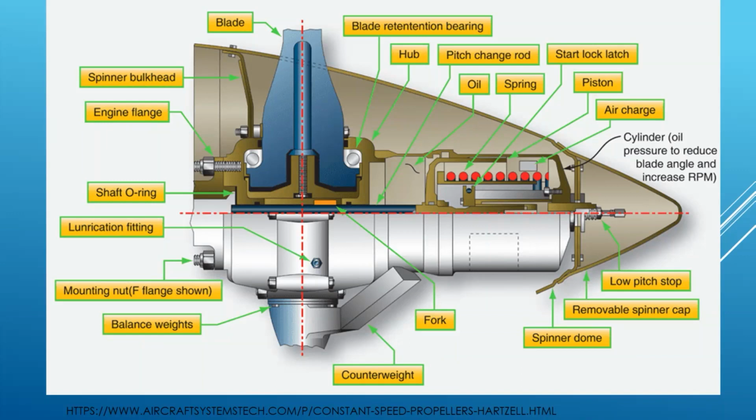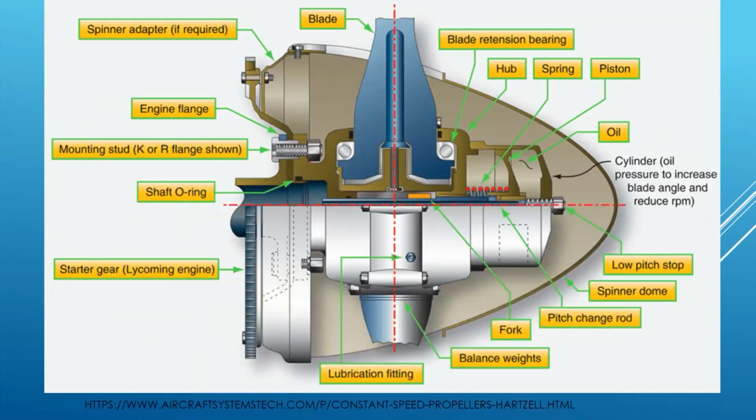So in this case, oil pressure will reduce the blade angle and increase the RPM. If you reduce the oil pressure, this air spring and piston are going to go the other way. That's going to increase RPM. So, what does it say on this one? I can't remember which one this is. There we go. This earlier one, so here the cylinder, oil pressure increases blade angle, reduces RPM.